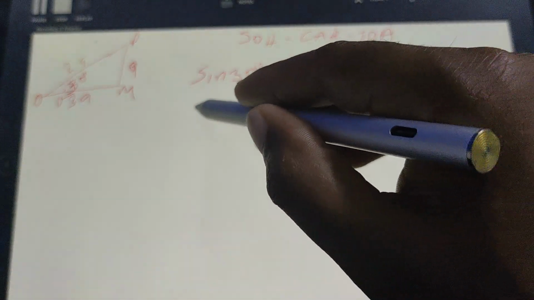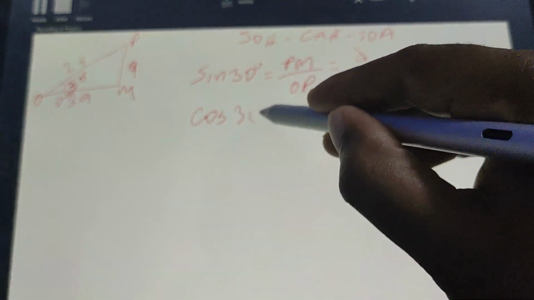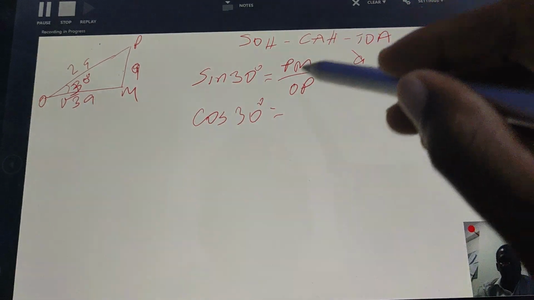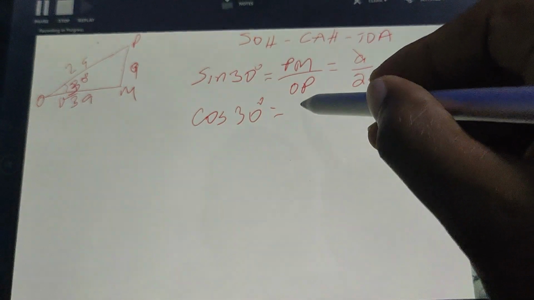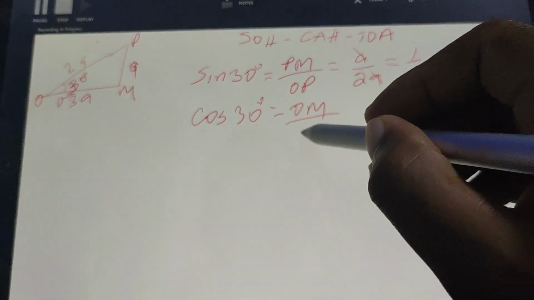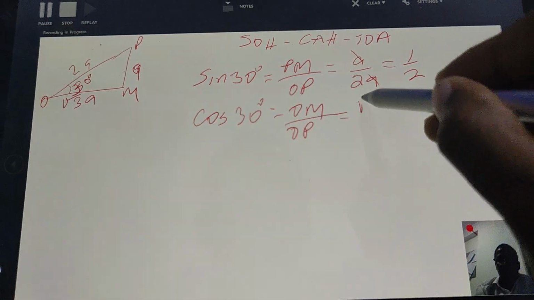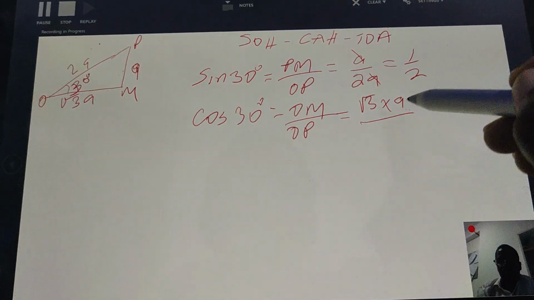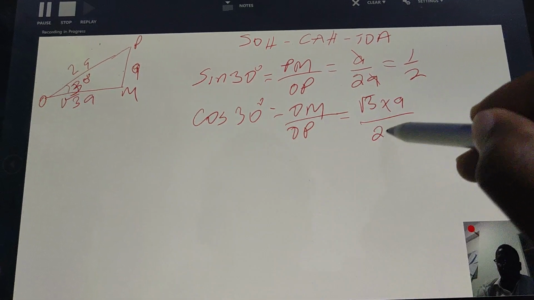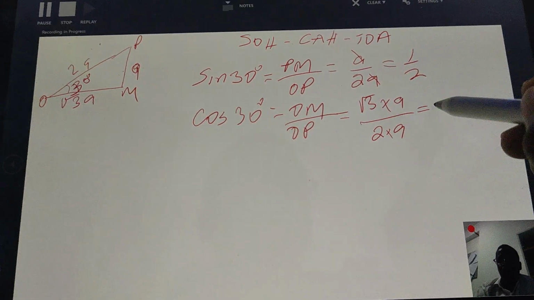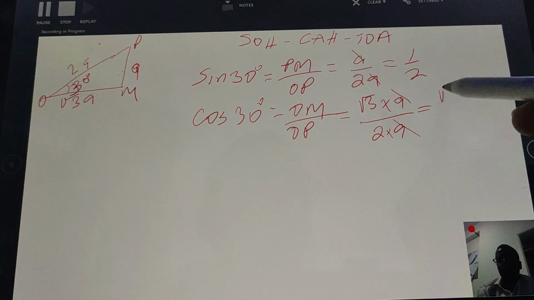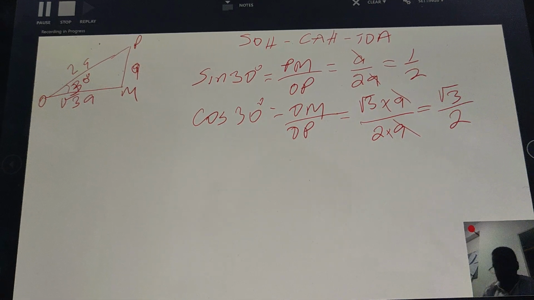Okay, then let's see cos. Cos 30 degrees should be equal to, cos is adjacent over hypotenuse. Adjacent is OM over hypotenuse, which is OP, which is equal to OM is root 3 times A over hypotenuse, which is 2A. Okay, now A and A will go, you remain with root 3 over 2. So you have root 3 over 2 as a trigonometric ratio of cos 30.